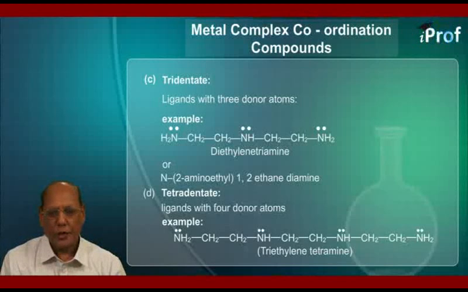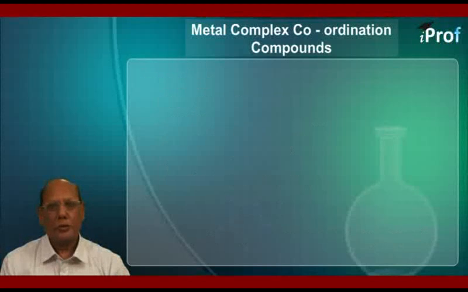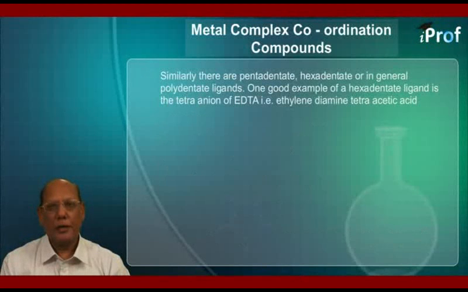D. Tetradentate. Obviously, ligands with four donor atoms. An example is NH2, CH2, CH2, NH, CH2, CH2, NH, CH2, CH2, NH2. Traditionally it is known as triethylene tetraamine. Similarly, there are pentadentate, hexadentate, or in general polydentate ligands.